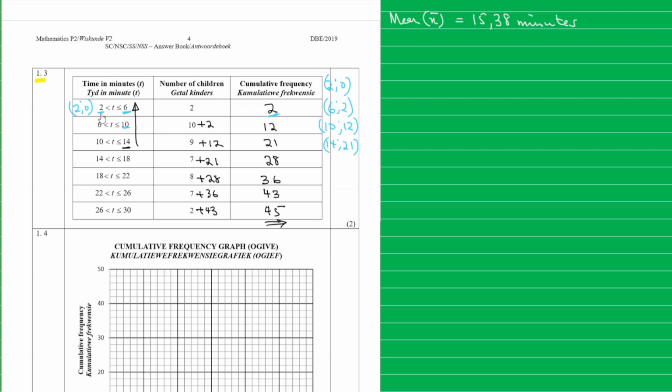The lower limit and the upper limit. The lower limit, you connect it to the x-axis, and then the upper limit to your data points. So that is a must. So this one is always the lower limit, 2, 0. If it is a 7, 7, 0. Whatever value is there. So that's what we do. And then from there is the upper limit with the cumulative frequencies.